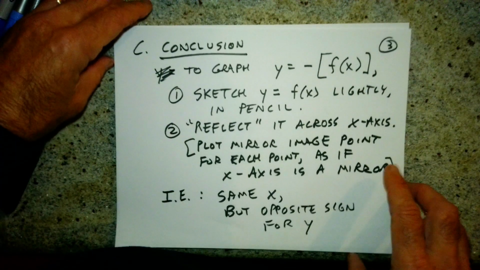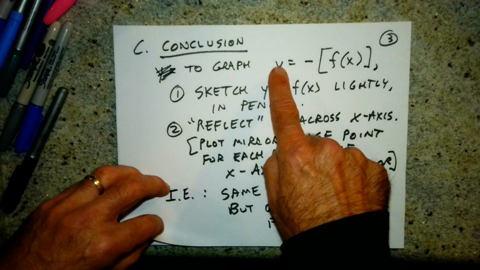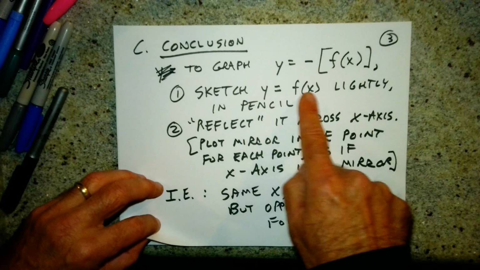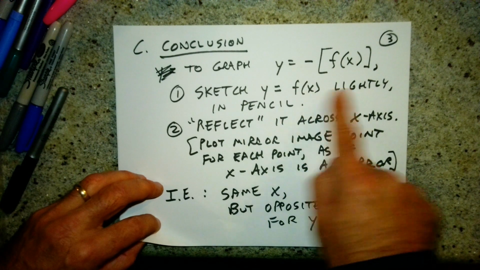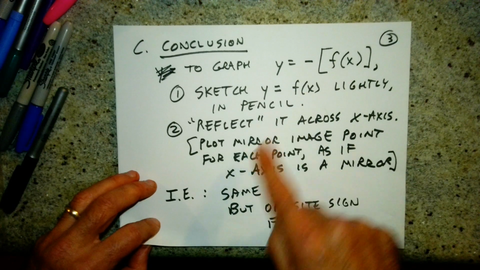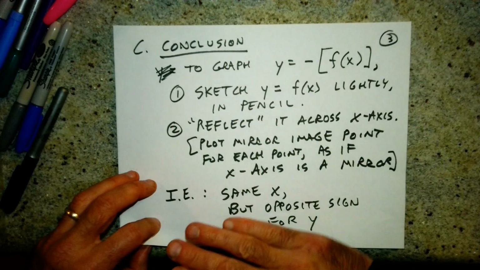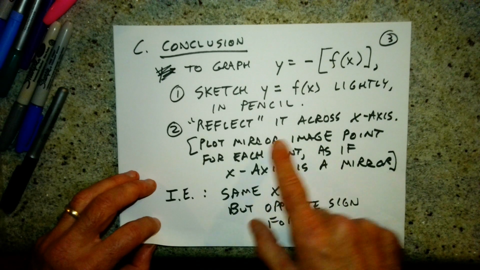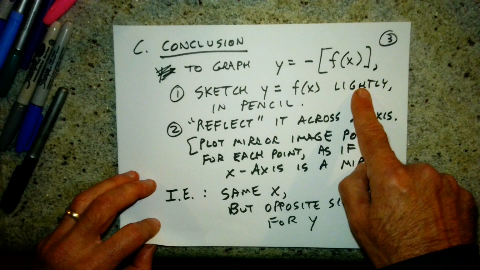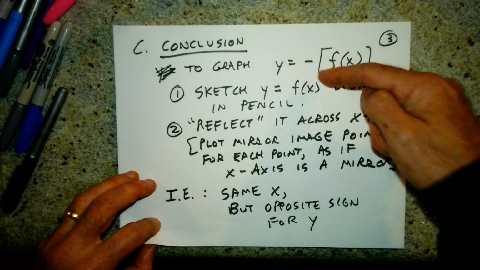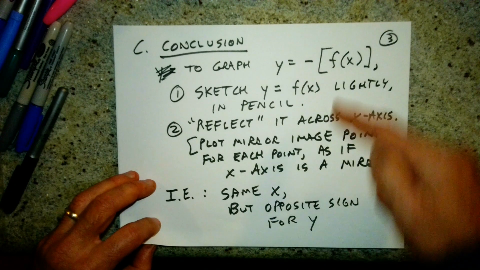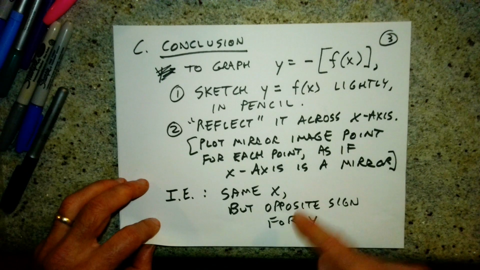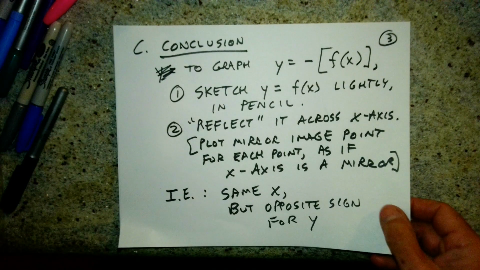So here's the conclusion for a negative coefficient. To graph the negative of a function, you sketch the function lightly in pencil. That should be a parent function that you know. Then you reflect it across the x-axis. In other words, pretend there's a mirror on the x-axis. And for every point in the original graph, lightly sketched in pencil, you find its mirror image point as if the x-axis is a mirror. In other words, for the same value of x, the y becomes its opposite sign.